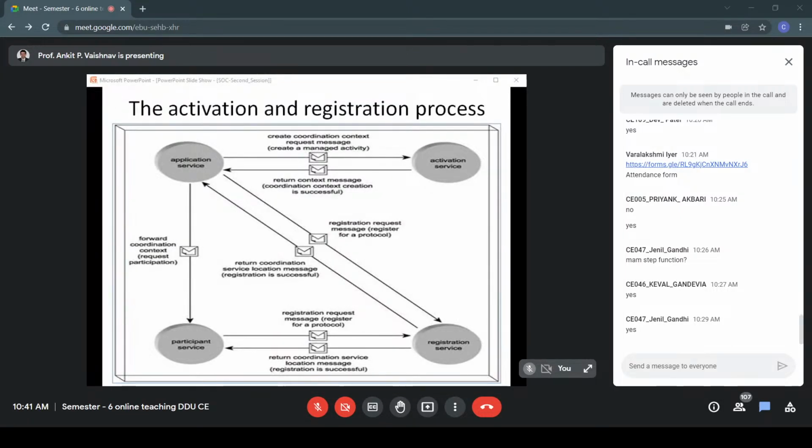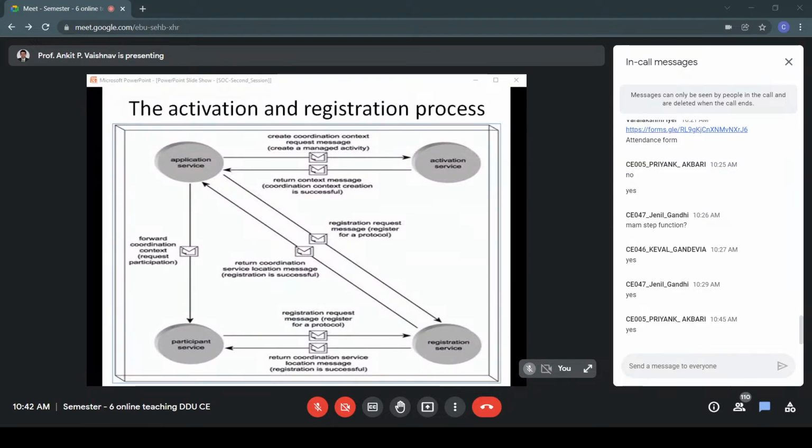Morning all. So are you all clear with the basics of WS coordination, which we have seen yesterday? Yes, okay. So let us just revise that concept, because today we will be exploring WS atomic transaction and WS business activity in detail.